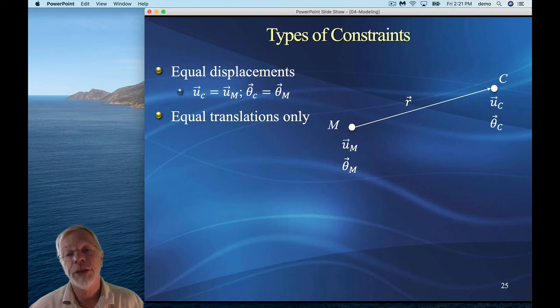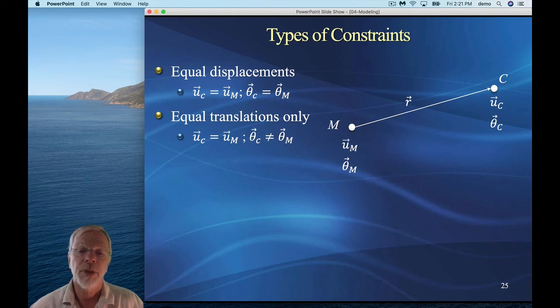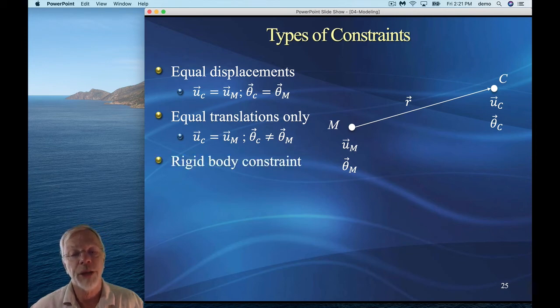A relaxation of that constraint is to impose only equal translations. And so that would say that UC is equal to UM, but theta C doesn't necessarily have to be equal to theta M.